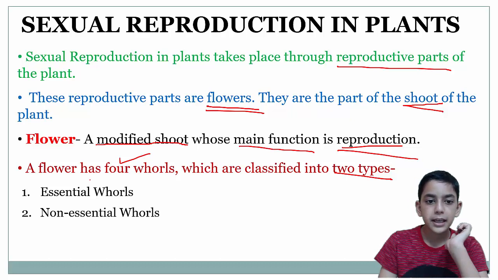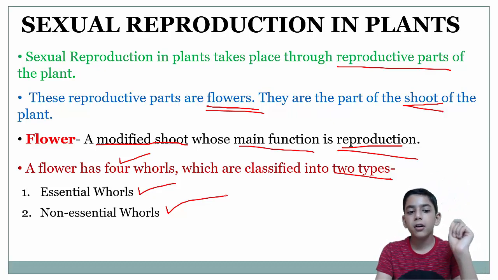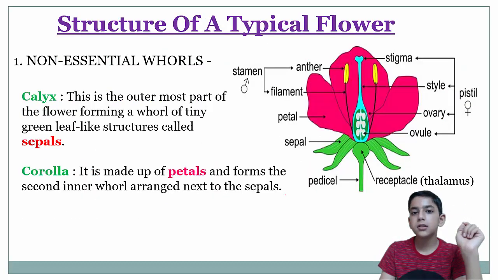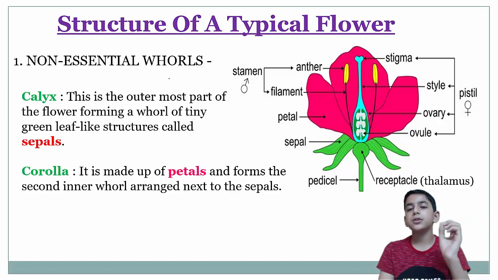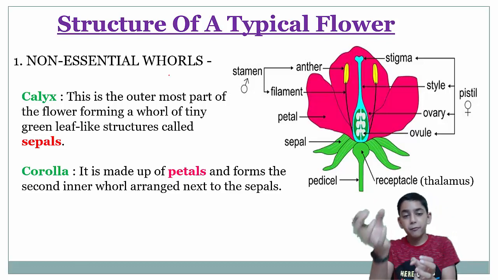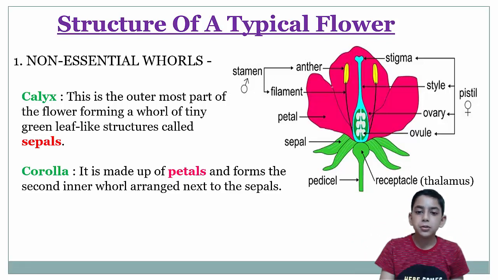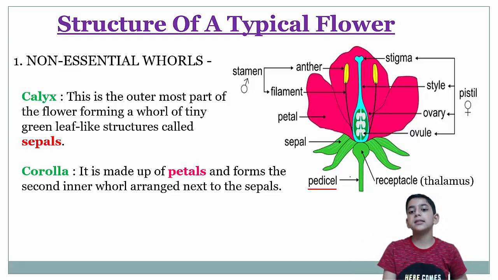What are those two types? Essential whorls and non-essential whorls. Now, for non-essential whorls, this is the structure of a typical flower. But before studying the non-essential whorls, we should know how a flower is connected to the plant. Obviously, it is part of the shoot. So there is a part which connects the flower with the shoot of the plant, and that is called the pedicel. So the pedicel is the part which connects the flower with the plant.